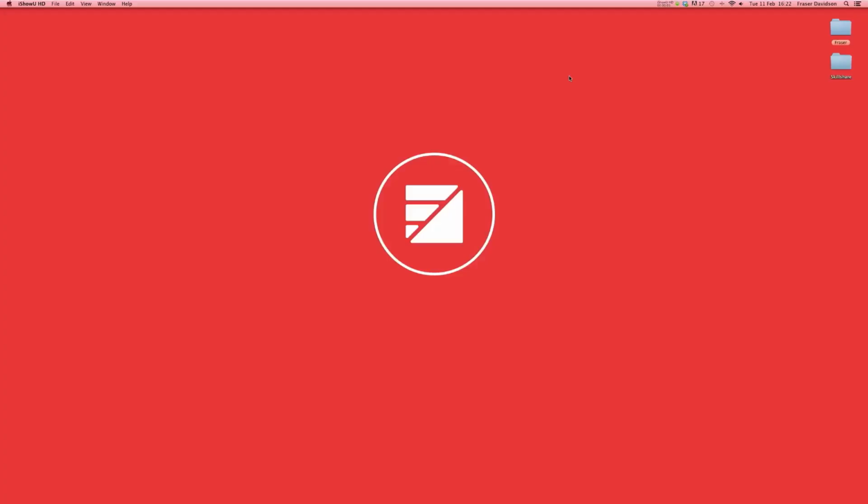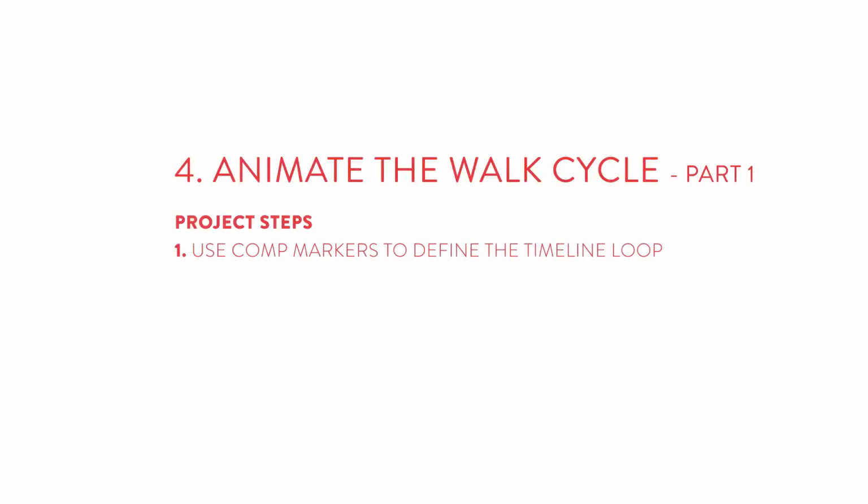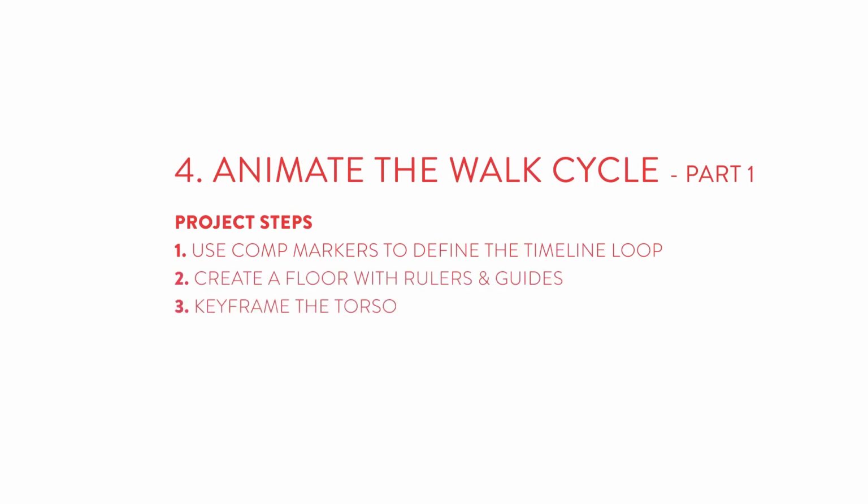Okay, so welcome back to part 4 of Create a Simple Animated Character. This section is Animate the Walk Cycle Part 1. In this section, we'll be using markers to establish a timeline loop. We're going to be creating a floor using the rulers and guides. We'll be keyframing the torso, and finally keyframing the head rotation.